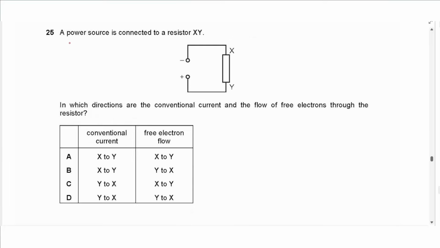Question 25 says a power source is connected to a resistor XY. In which direction are the conventional current and the flow of free electrons through the resistor? So through the resistor, the current goes from positive to negative. So it would be from Y to X. And the electrons always flow opposite to the direction of the conventional current. So it would be from X to Y. So the answer is C.